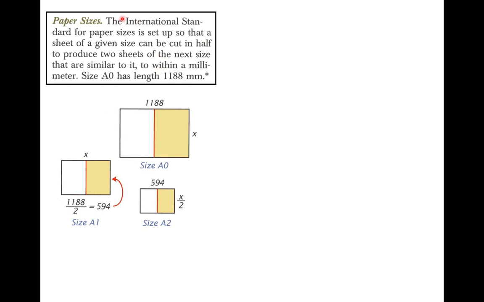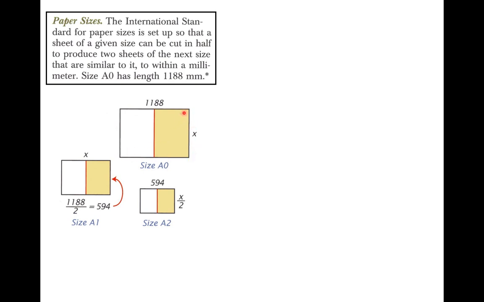Okay, here's another one. I can't remember if this is sticky credit or not, but it's interesting. The paper that you use in 8.5 by 11, or maybe you've seen A3 and A4 sizes, they don't start out that size. They start out as very, very large sheets of paper. And then they cut them up, but they cut them in an intelligent way. They keep cutting them in half. So what do they say here? It's set up so that a sheet of a given size can be cut in half to produce 2 sheets of the next size that are similar to it. In other words, when you cut this, these 2 are similar to the original one.